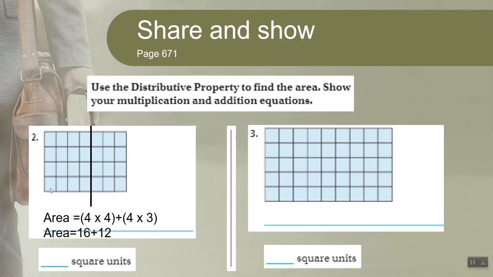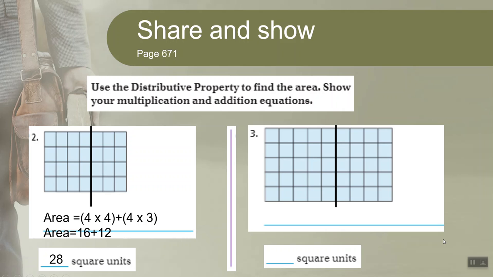The first one has 4 times 4, and the other one has 4 times 3. So we will use the brackets. 4 times 4 equals 16, and 4 times 3 equals 12. Then we will add them. This is how we are using the distributive property. So what's the answer? 28 square units.